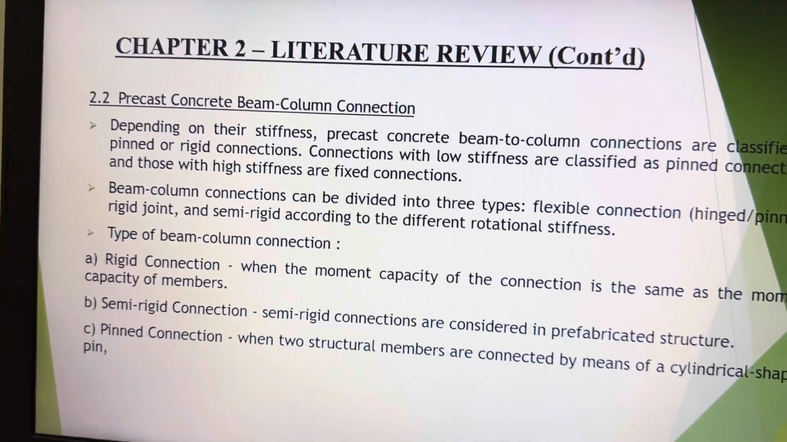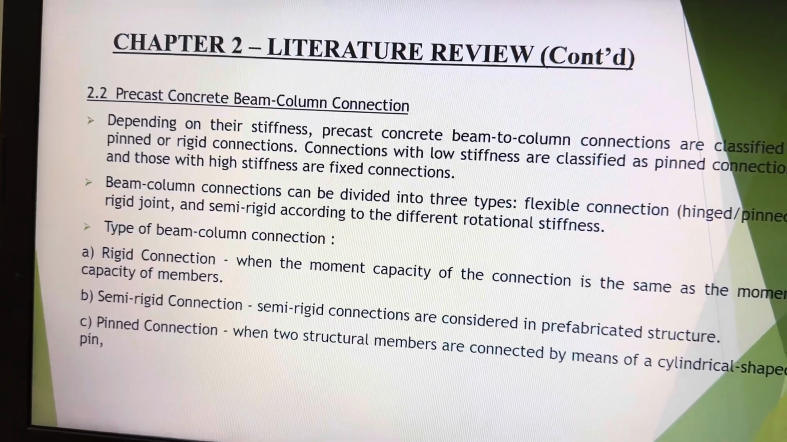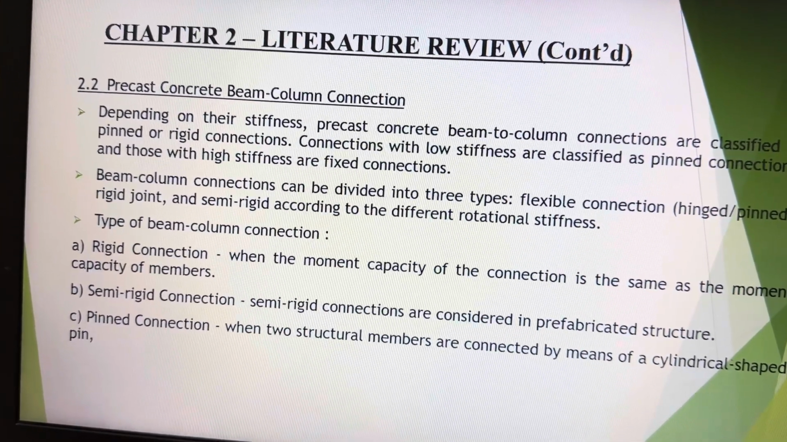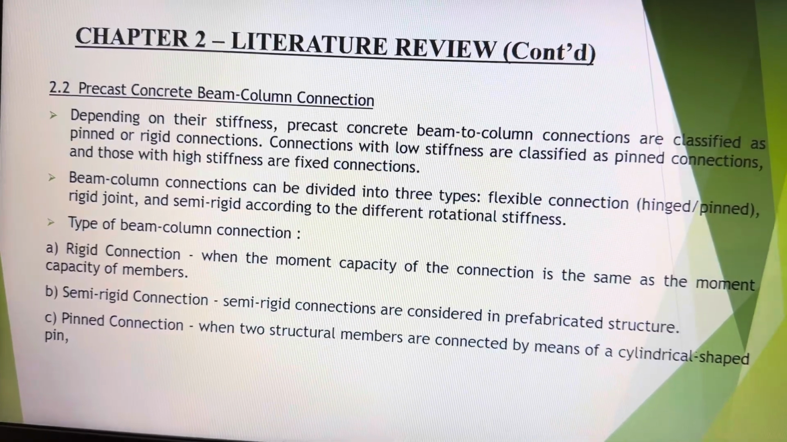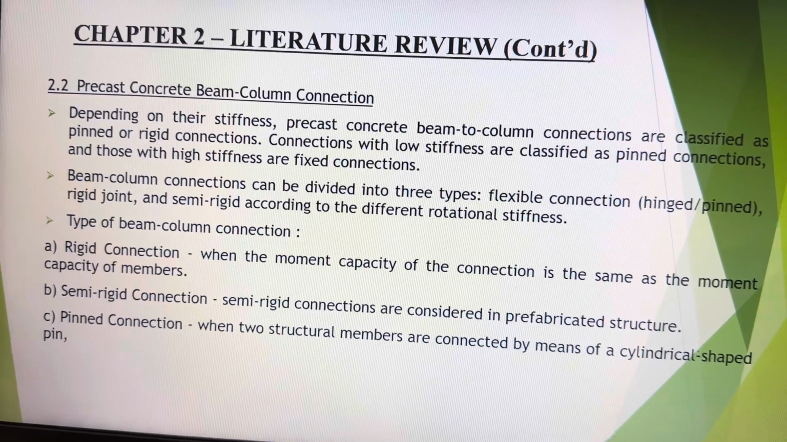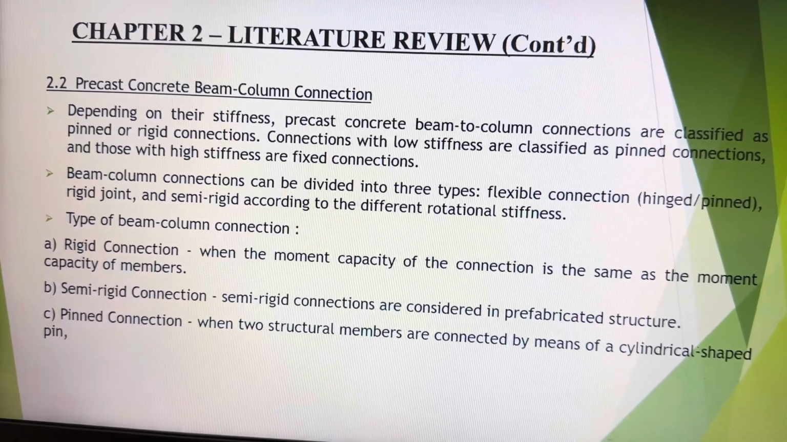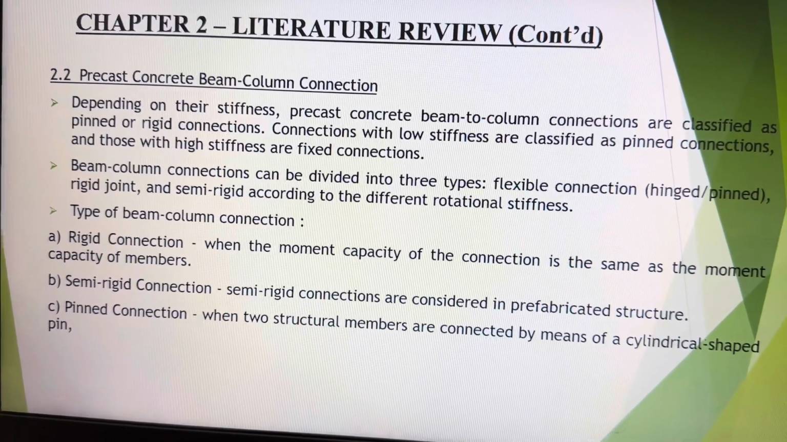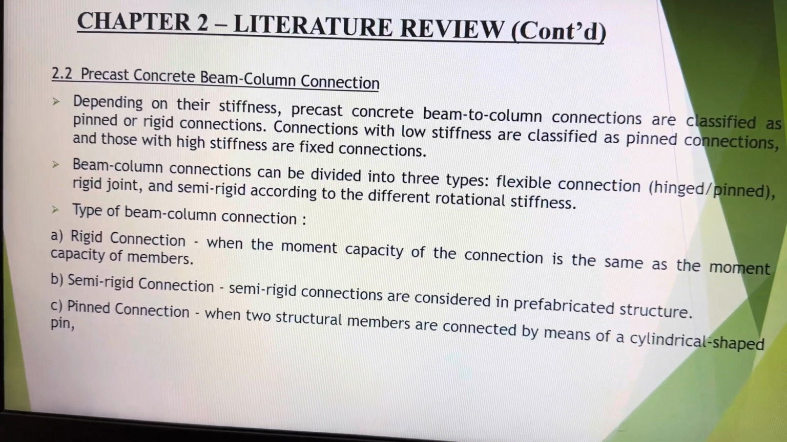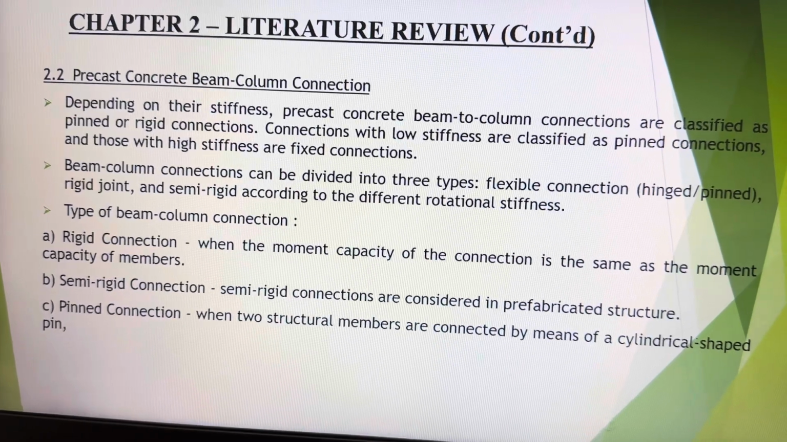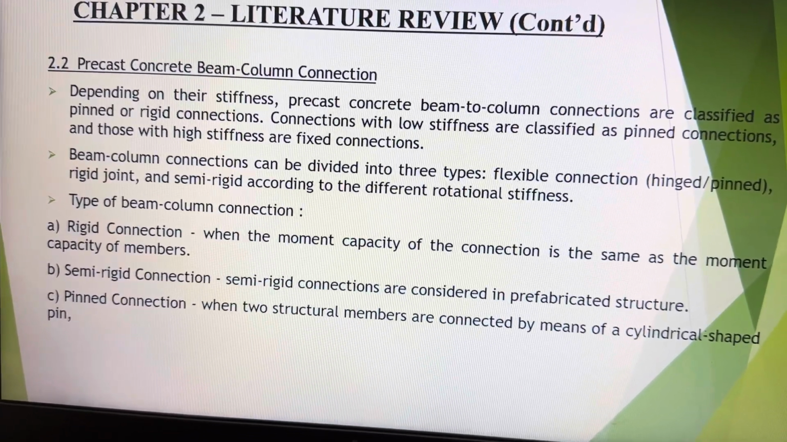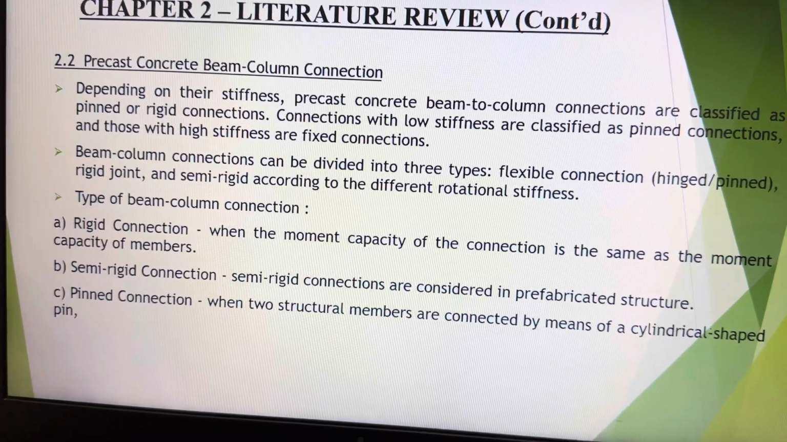Precast concrete beam column connection. Depending on their stiffness, precast concrete beam to column connections are classified as pin or rigid connection. Connections with low stiffness are classified as pin connection, while those with high stiffness are fixed connection. Beam column connection can be divided into three types: flexible connection, that is hinge or pin, rigid joint, and semi-rigid, according to different rotational stiffness.